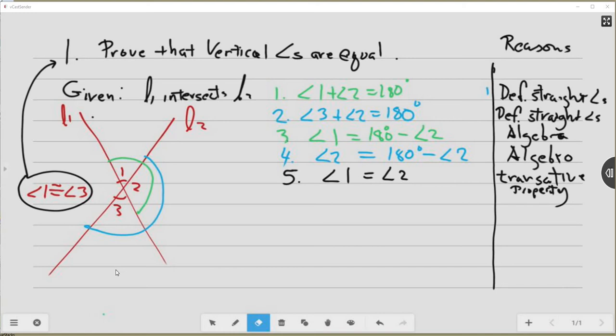From here on out, I'm going to subtract angle 2 from both sides, and I got angle 1 equals 180 minus angle 2. Subtracting angle 2 from both sides of the other equation, I got angle 3 equals 180 minus angle 2. If angle 1 equals that, and that equals angle 3, then if A equals B and B equals C, then A equals C.